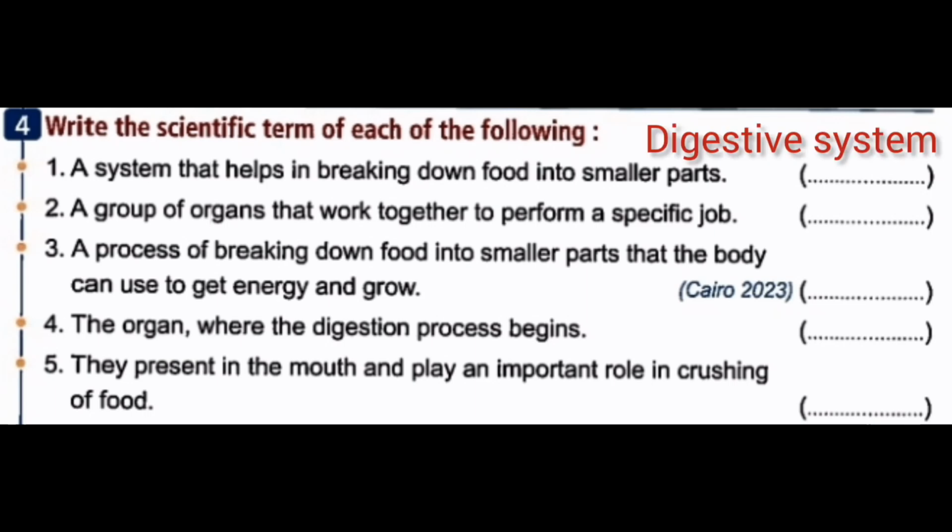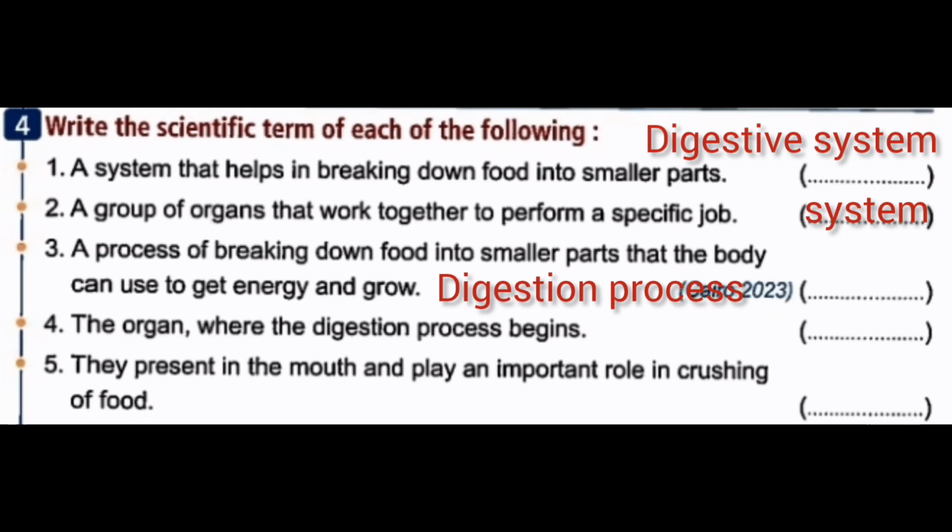Digestive system. Number 2. A group of organs that work together to perform a specific job. Group of organs, it's system. So the answer is system. Number 3. A process of breaking down food into smaller parts that the body can use to get energy and grow. We want the name of a process of breaking down food. Digestion process.